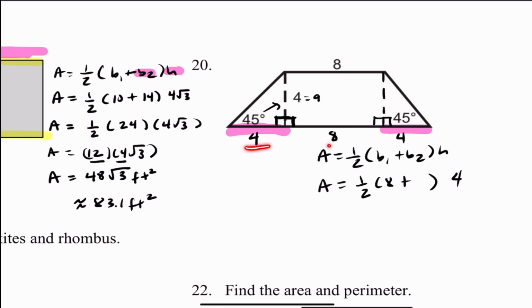Okay, so I have 4 plus 8 plus 8. That's 16. This side here is 16. So there you go. And then what do I get? A is equal to 48. No units involved, so I say units squared.